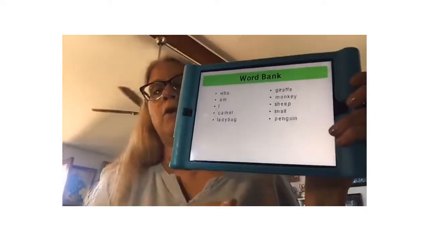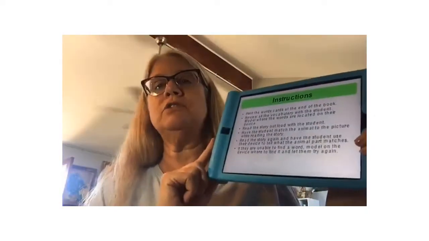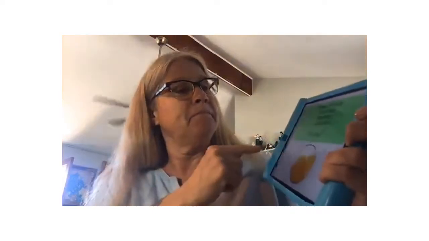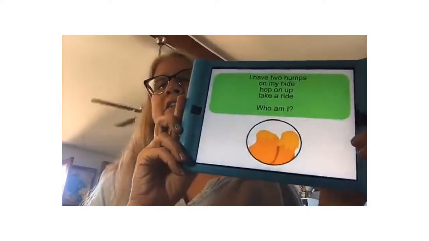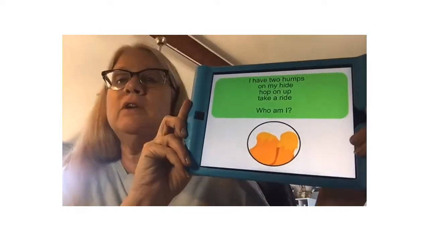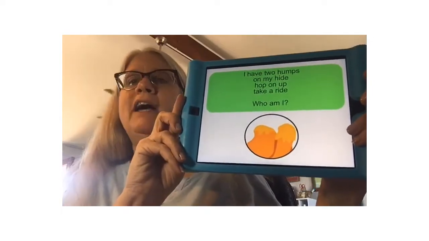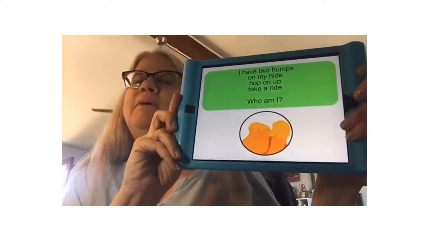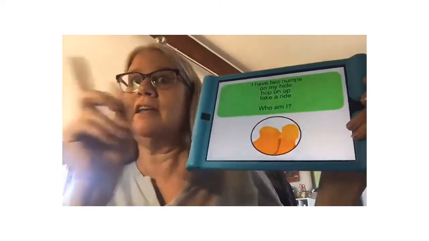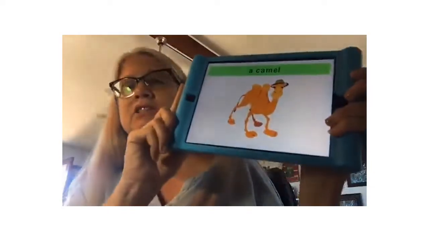So I have a word bank, and then I have instructions on how to read this book. And this is a cute one. It's kind of like a little puzzle book. And so here we have a little rhyme. I have two humps on my hide. Hop on up and take a ride. Who am I? Can you guess? Oh my gosh, it's a camel. All right, so that's the word who.